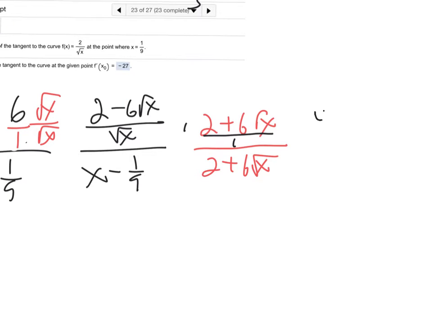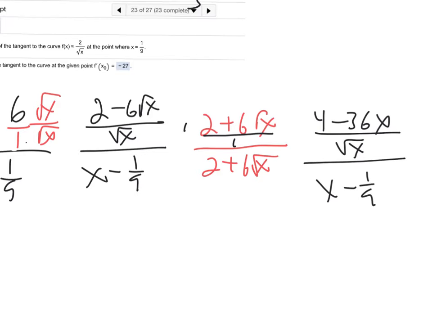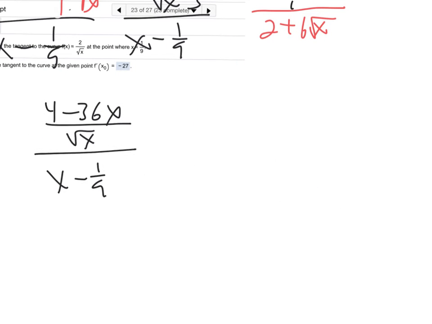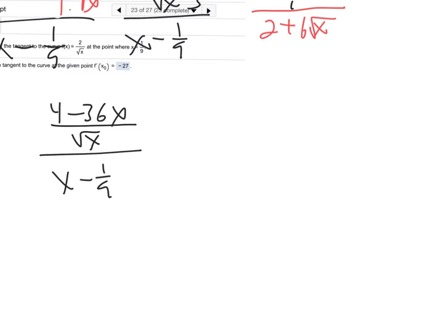So I'm going to get 4 minus 36x, right? 2 times 2 is 4. No middle terms. Negative 6 times positive 6 is negative 36. Root x times root x is x. And then that's over the square root of x, and that's all over x minus 1/9. And if I still try to substitute in x equals 1/9, I still get 0 over 0. So I still need to get rid of this discontinuity somehow.